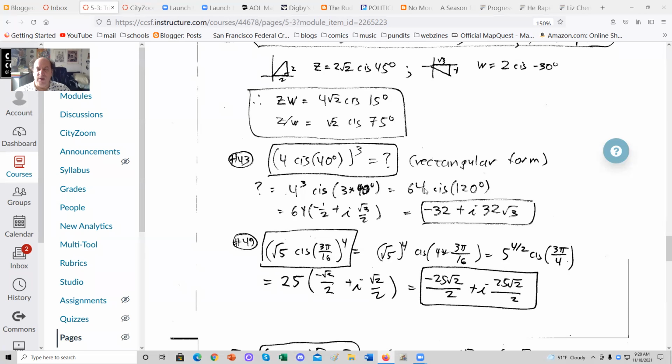4 to the third power, 64. 3 times 40 is 120 degrees. And so, as we saw before, this is a 120-degree angle with a 60-degree supplementary angle. And after a little bit of trigonometry, cis 120 is minus a half plus i root 3 over 2. That times 64, the 4's cancel, the 2's cancel, and we're left with minus 32 plus i times 32 root 3.